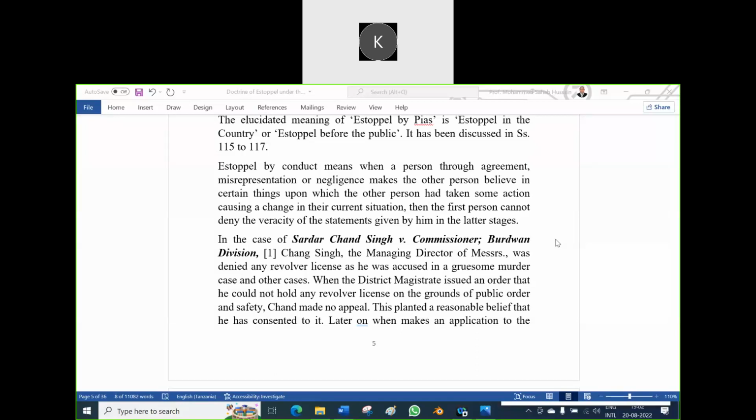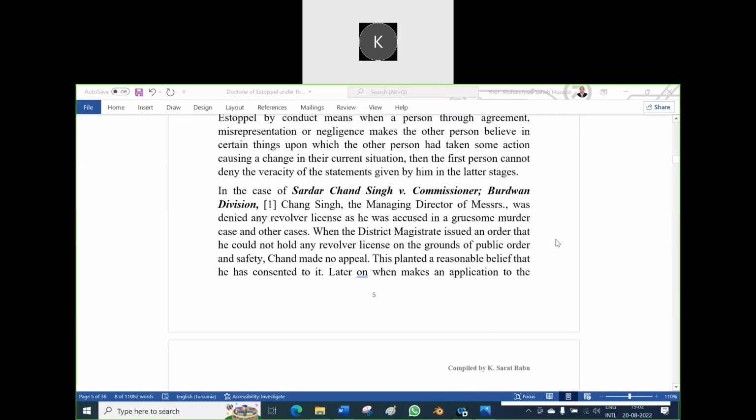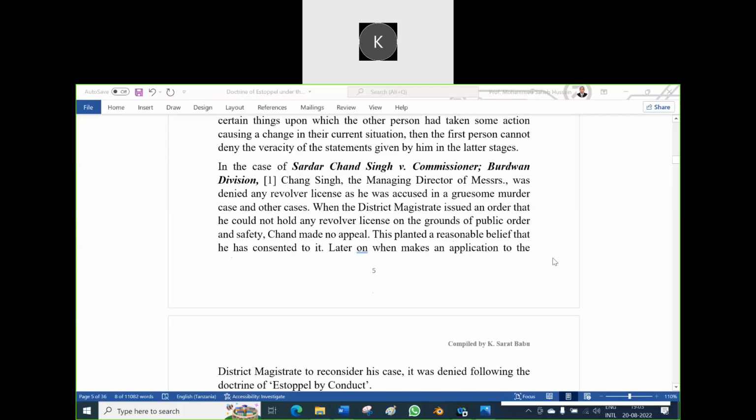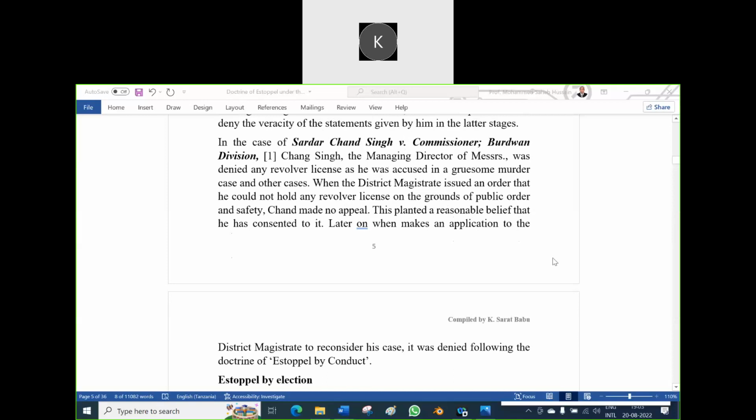So here is a familiar case, Sardar Chand Singh versus Commissioner, Gurdwara Division. Chand Singh, the managing director of Messrs, was denied any revolver license as he was accused in a gruesome murder case and other cases. When the district magistrate issued an order that he could not hold any revolver license on the grounds of public order and safety, Chand made no appeal. This planted a reasonable belief that he has consented to it. So he has agreed to what the district magistrate has issued in the order.